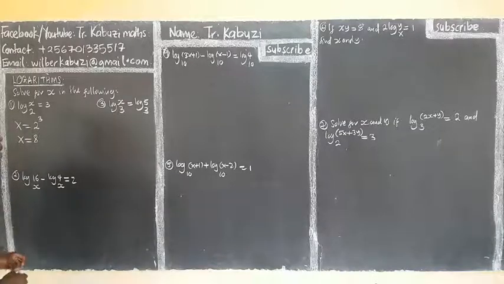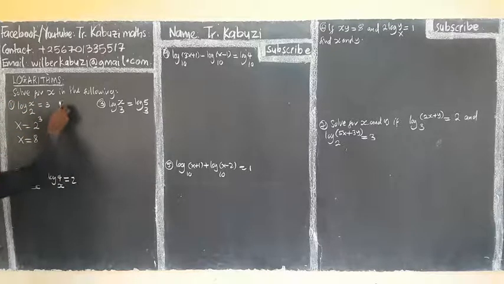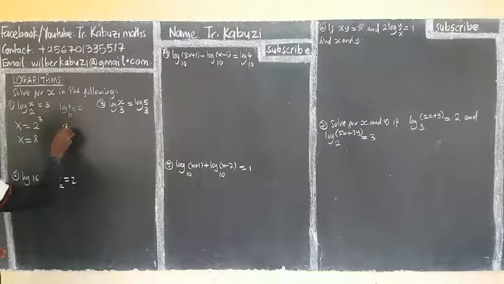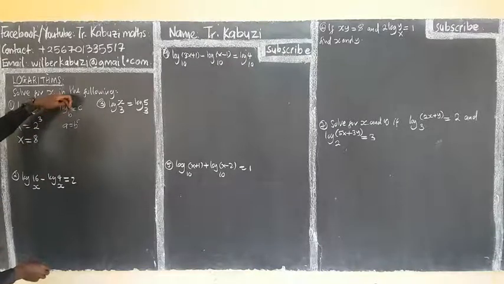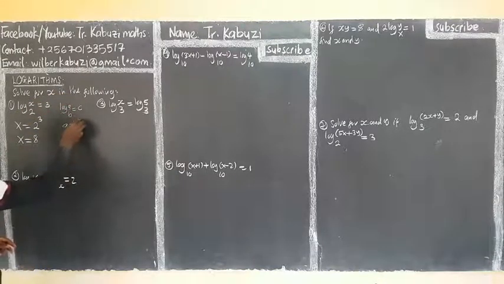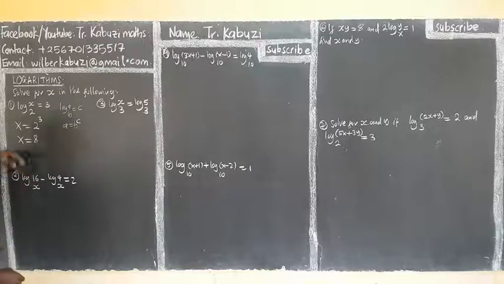The property I'm using is: if we have log of a to base b equaling c, that is the same as a equaling b to the power c. You get this base, and we raise it to that power. So instead of x, you get 2 to the power of this equaling what is there, as simple as that.